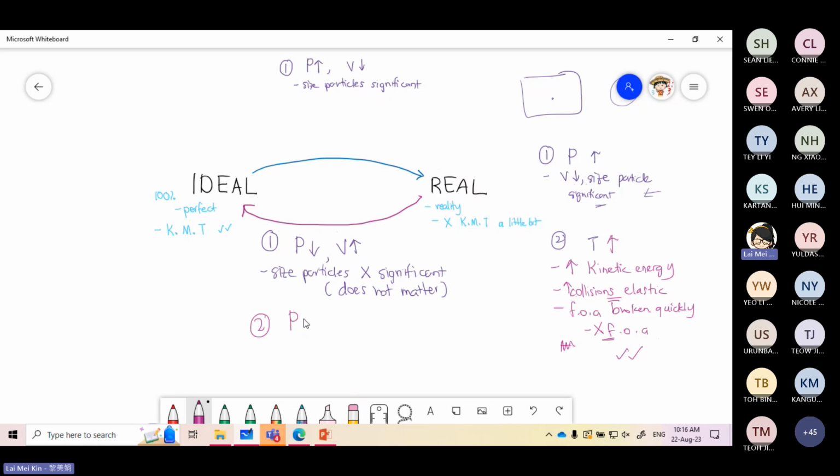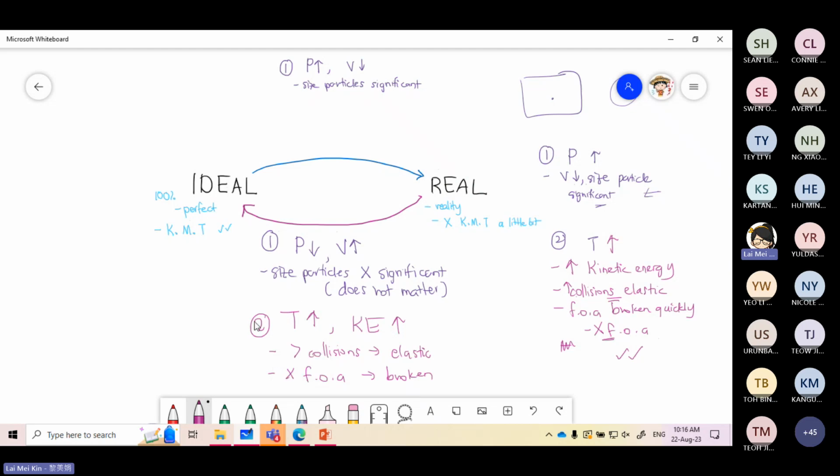So let's plug in our explanation here. Temperature increases, kinetic energy increases. When kinetic energy increases, more collisions, and the collisions are elastic collisions. And then there are no forces of attraction because they will all be broken.